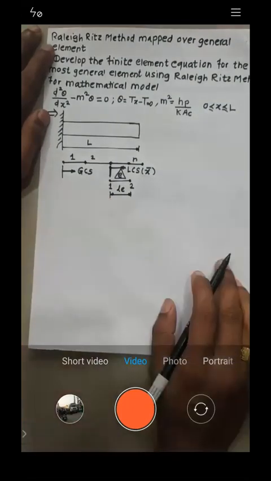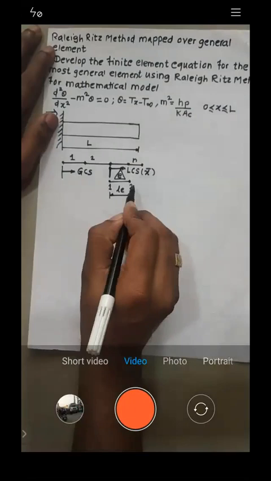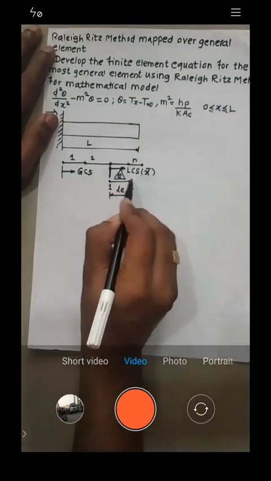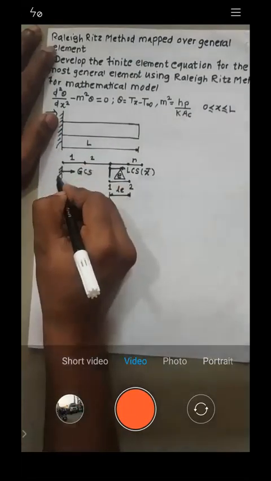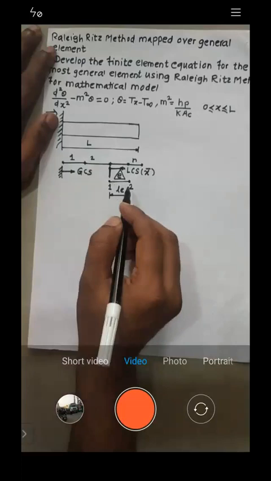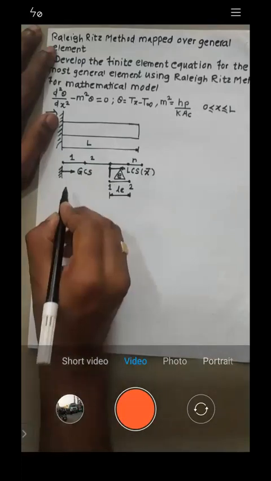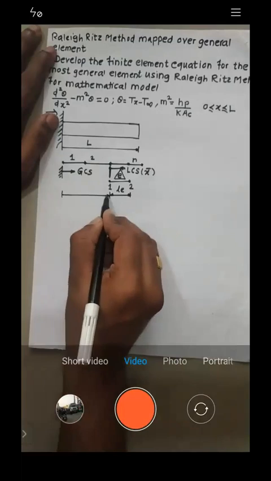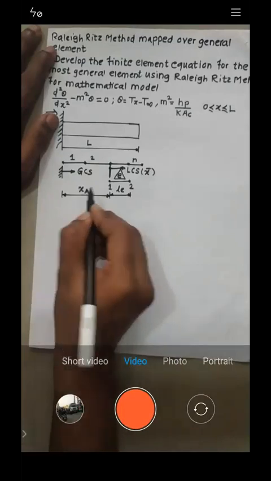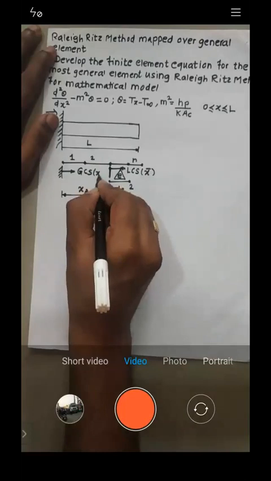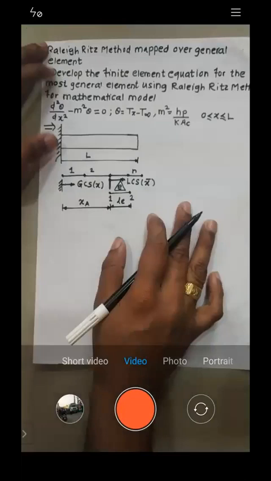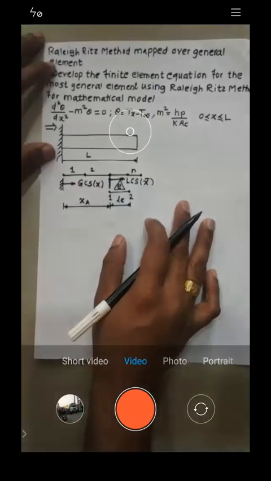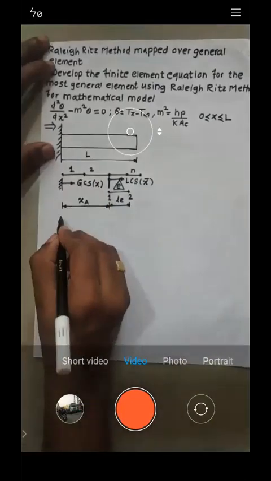If you measure the location of node 2 with respect to node 1, it is called local. But if you measure the location of node 2 with respect to this fixed support, it is called global, right? So what is the distance between local and global? We call that distance XA. The global coordinate system is indicated by X. So if you want the global position X, it is given by XA plus its local position.